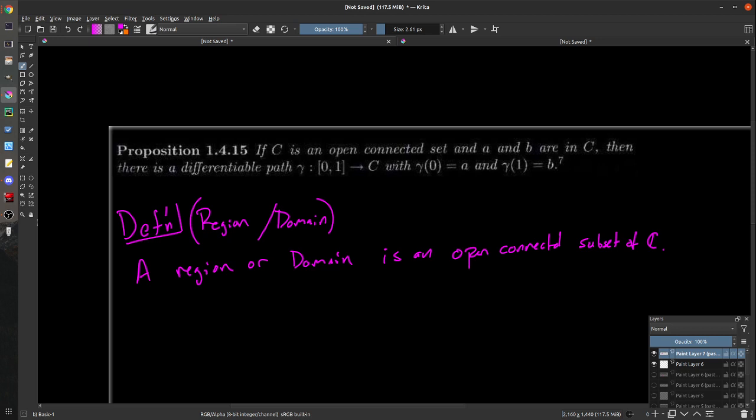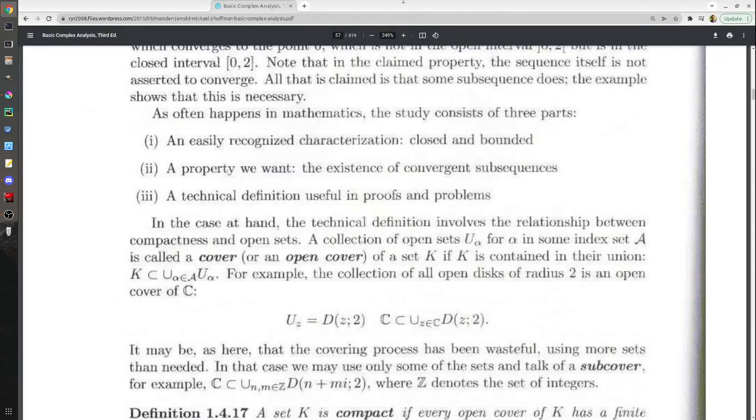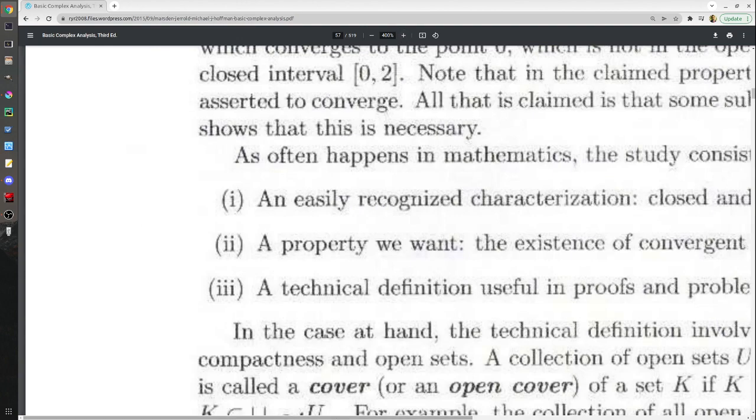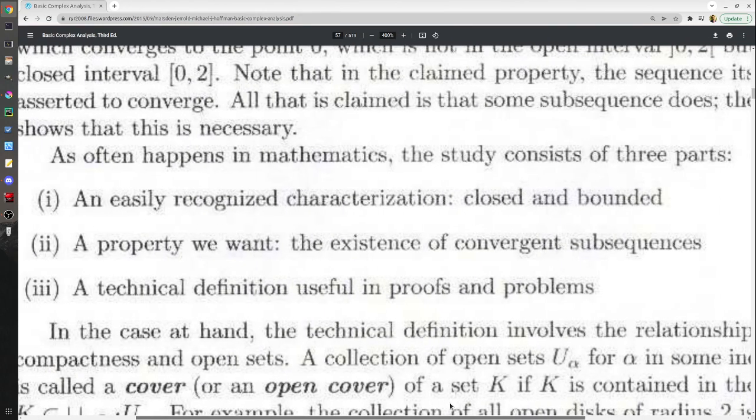They do provide a great explanation, actually, of how they build this up in your textbook. I love this. They go, okay, here's something you're gonna see a lot. What we'll do is we'll provide an easily recognized characterization, a property that we want, and then a technical definition that becomes useful in technical situations. So it's wonderful that they go through it like this. And you should read through this section if you want.